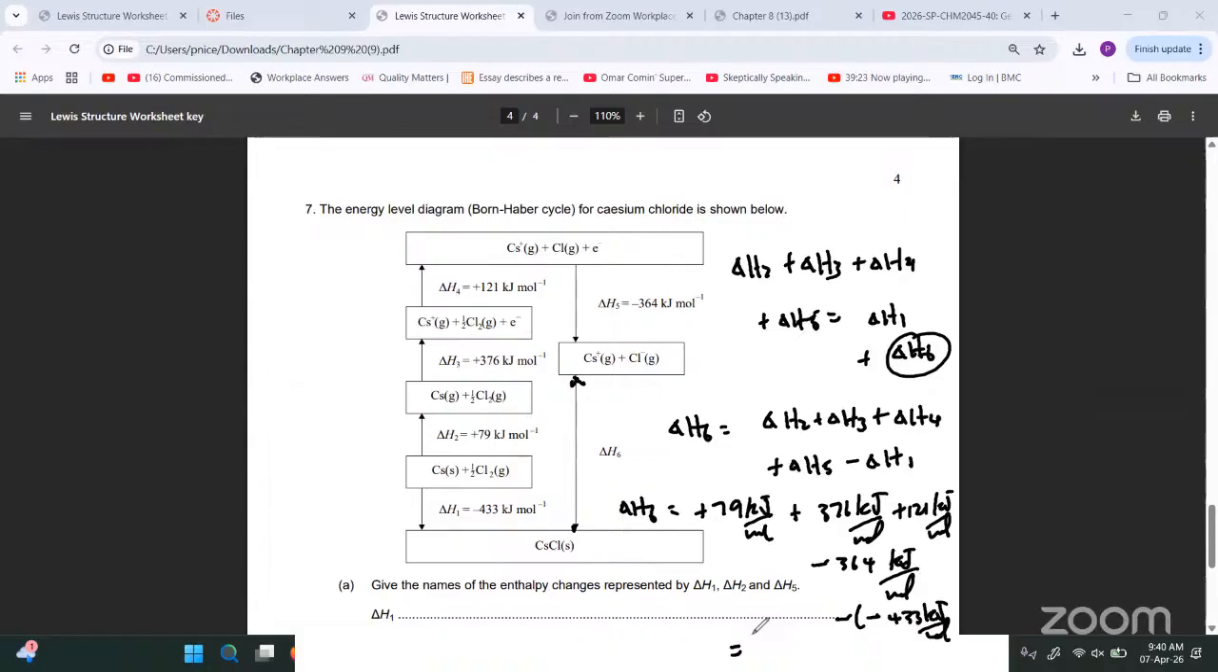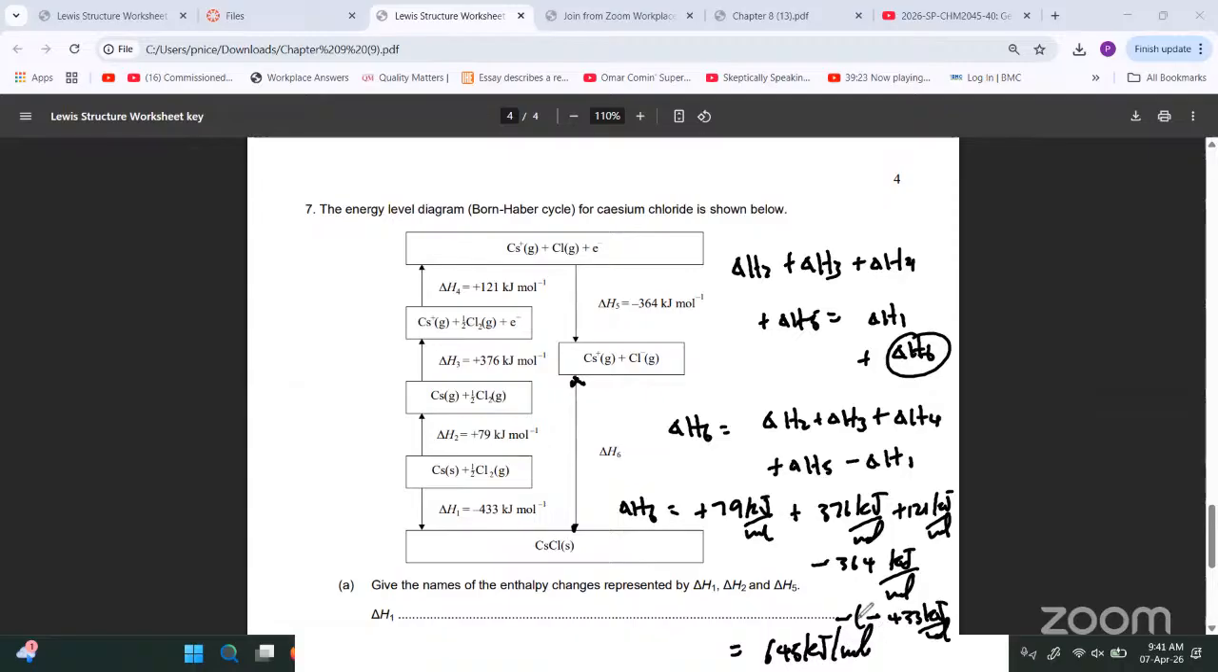Okay, so 79 plus 376 plus 121 minus 364, and then minus, so that's plus 433. And according to my calculation, this works out to be equal to, please correct me if I'm wrong, but I got 645 kilojoules per mole as the answer.